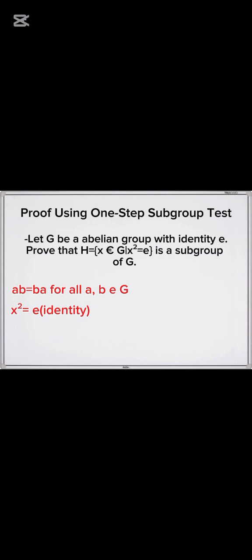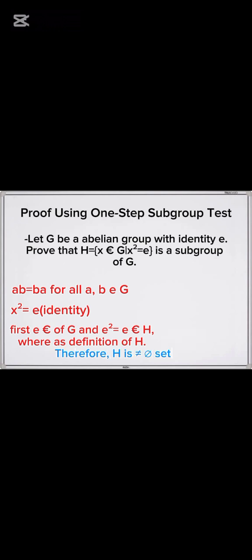So, how am I going to show that H is a non-empty set? Well, first, e is an element of G. So, remember that e is an identity, right? And e squared is equal to e, so e is an element of H, by the definition of H. So, therefore, H is not equal to the empty set. Okay.